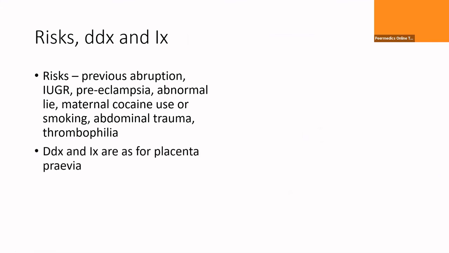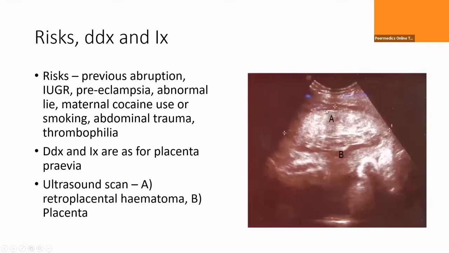And your differential diagnoses and investigations are going to be as for placenta previa, because these generally are the two differential diagnoses for one another. And with investigations, you're going to do an ultrasound scan. You're going to investigate, as I just said, as you would for placenta previa, but your ultrasound scan might look like this. So here at A, you can see a retroplacental hematoma, and B shows the placenta. So this is showing you a concealed placental abruption.